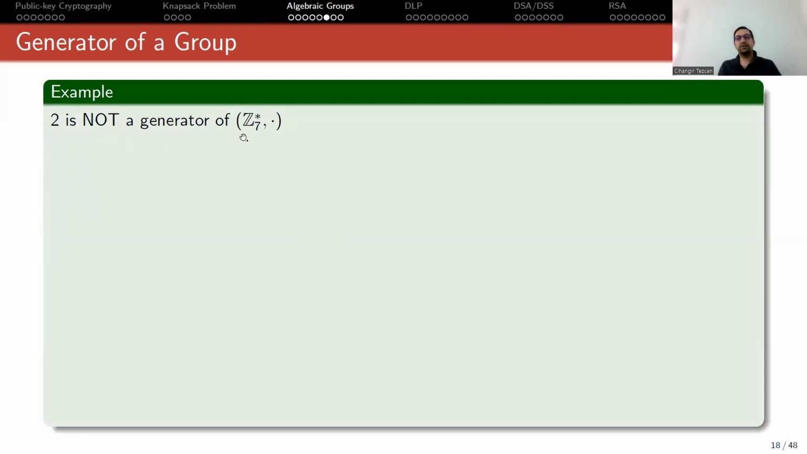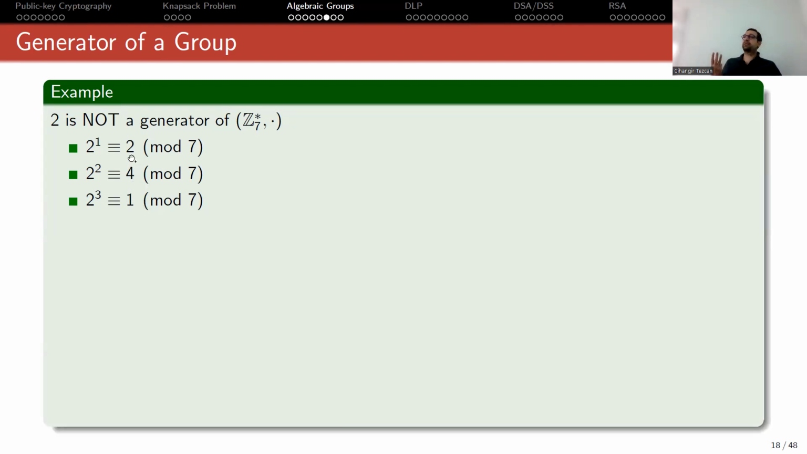2 is not a generator of Z7 star with respect to multiplication. Why? Take the first power of 2, it is 2 modulo 7. Second power is 4 modulo 7. Third power is 1. So I end up with the identity element. I stop here because if I take the fourth power of 2, I will end up with 2, 4, 1 again. So this is going to repeat itself, right? I could only generate 3 elements from 2. But as you can guess, Z7 star has 6 elements, so I couldn't generate all of them. So 2 is not a generator of this group.